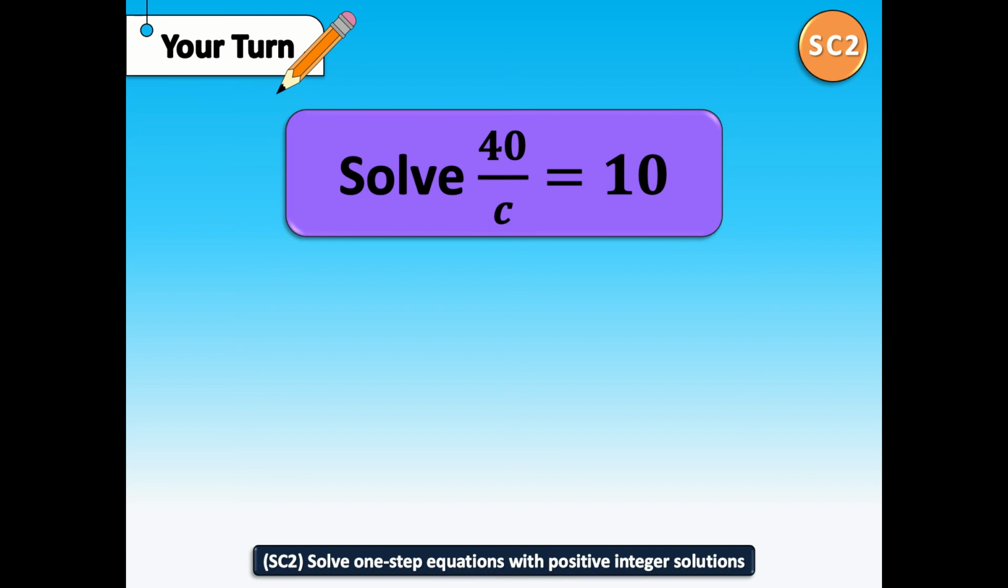So for this question, we need to think about 40 divided by what number would make 10. So if we swap around the C and 10, we can do 40 divided by 10, and that will give us the answer, which is 4. 40 divided by 10 is 4. So 4 equals C, or C equals 4.